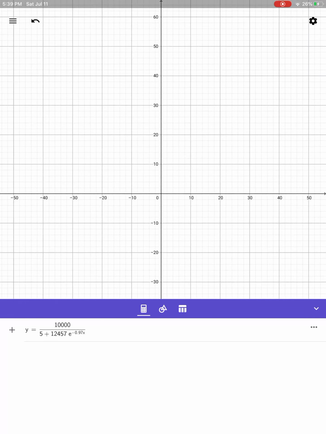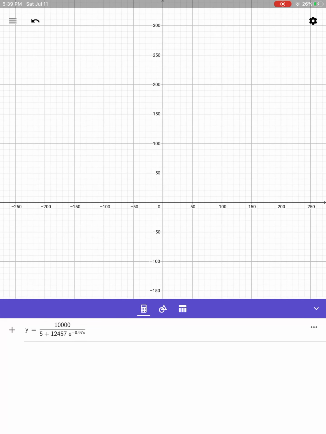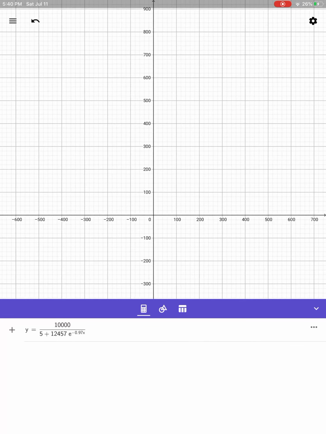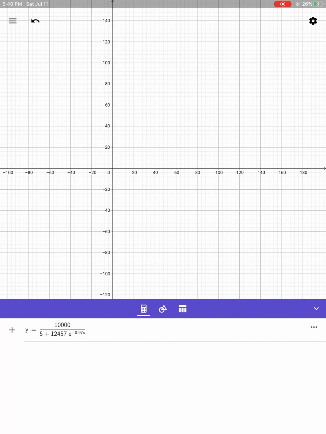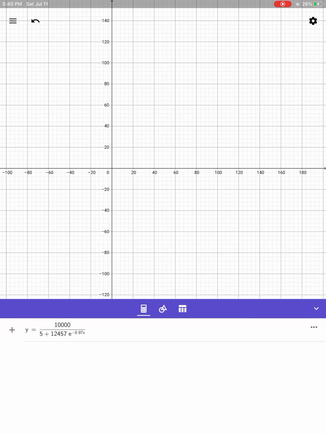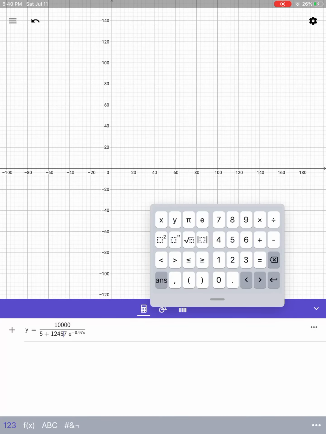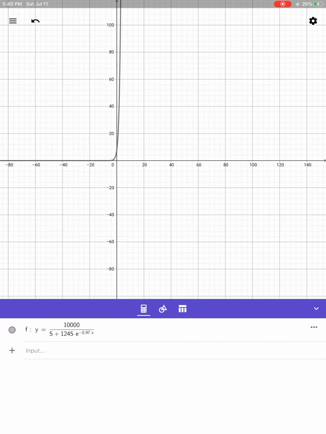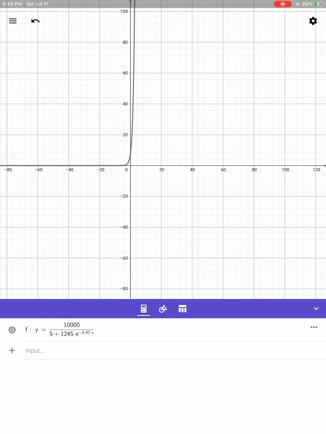Oh, I cannot see the graph at all. Why is it so? Okay, yeah, now I can see the graph. Good.